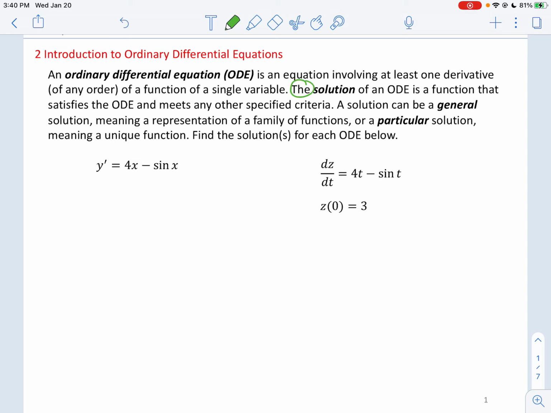Resuming the reading here, the solution of an ODE is a function that satisfies the ODE and meets any other specified criteria. A solution can be a general solution, meaning a representation of a family of functions, or a particular solution, meaning a unique function. Find the solutions for each ODE below.